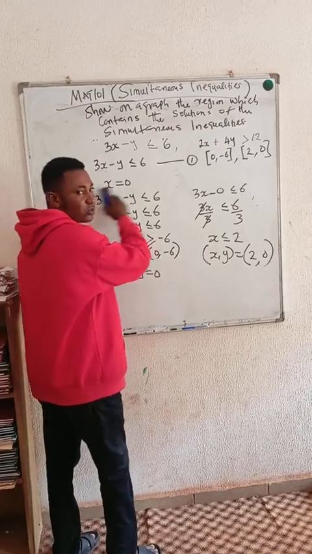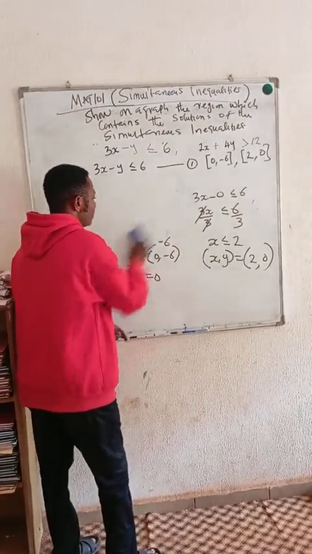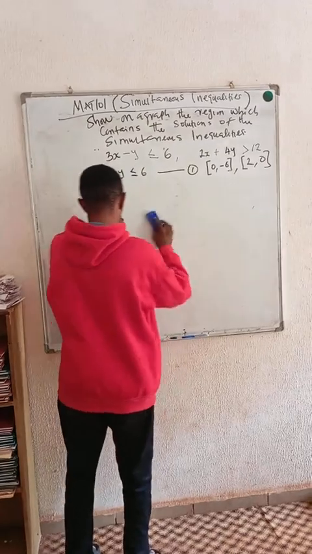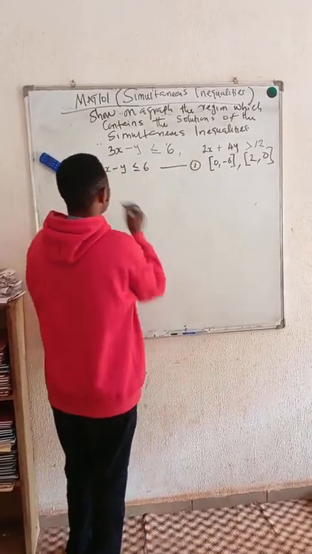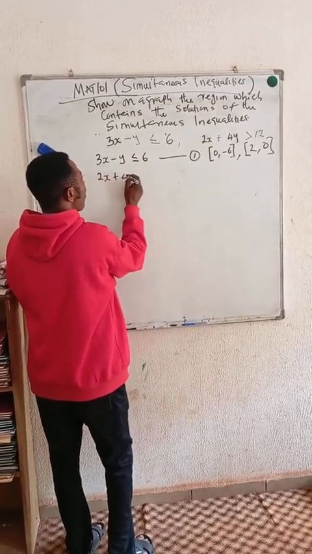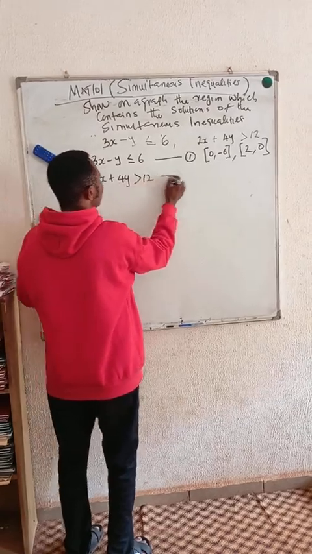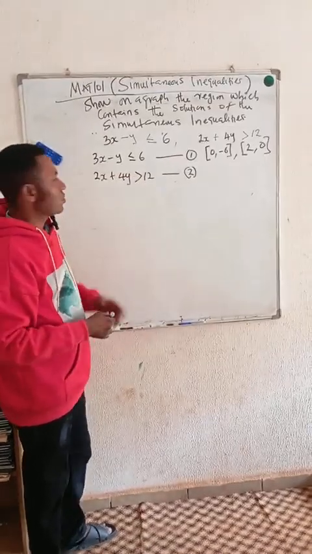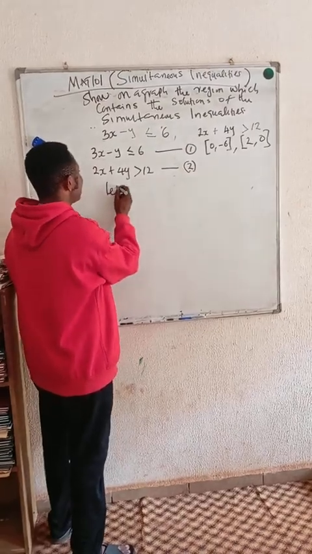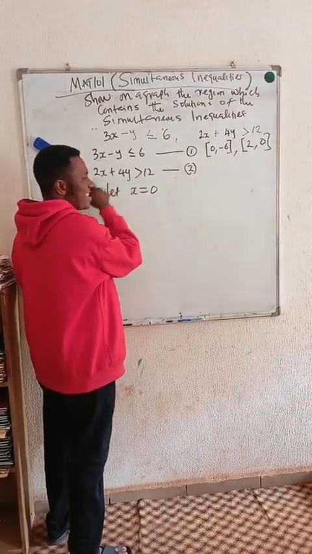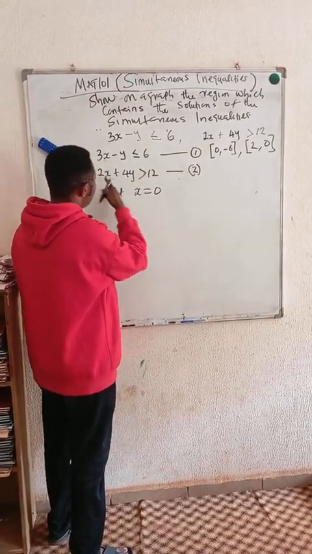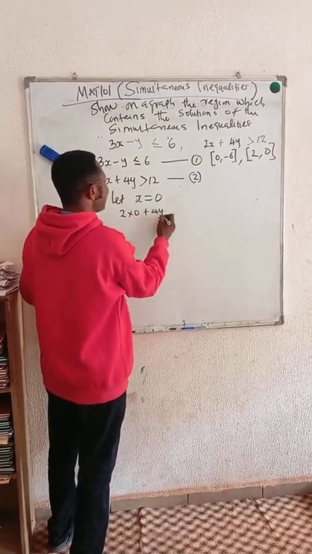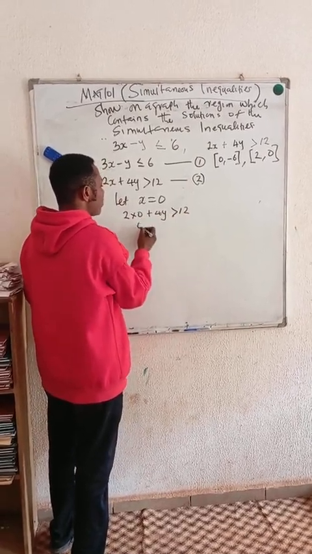So permit me also to clean this so that we will not be confused as we pick the second equation. Now, what is the second equation? 2x plus 4y greater than 12. This is our equation 2. So it's the same thing that we did before that we are still going to do. So let's go now. Let x be equal to 0 here, in equation 2. So now 2 multiplied by x, which is 0, plus 4y greater than 12. 2 times 0, 0.